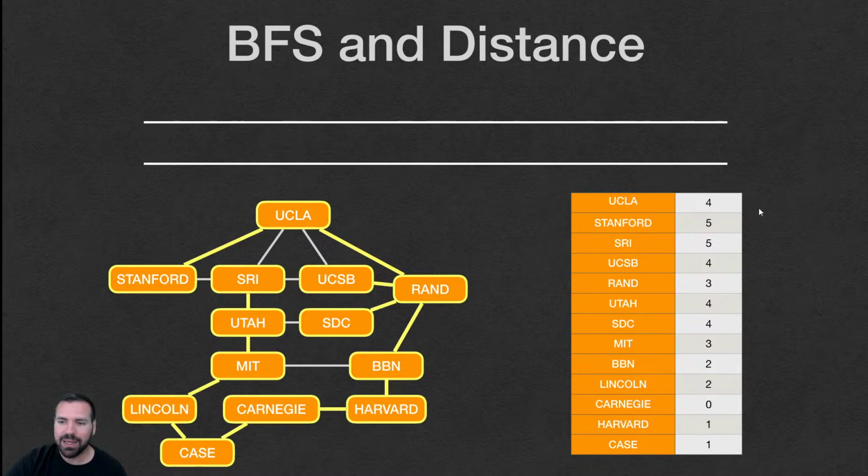So from Carnegie to Stanford, the distance is 5. Carnegie to SRI, the distance is 5. UCSB, the distance is 4: 1, 2, 3, 4. We follow the yellow lines to get the actual path. And we have all those shortest paths between the starting node and any other node, and the distances. More importantly, the distance. We actually don't have the paths yet. That's the next thing. But we have the distances.